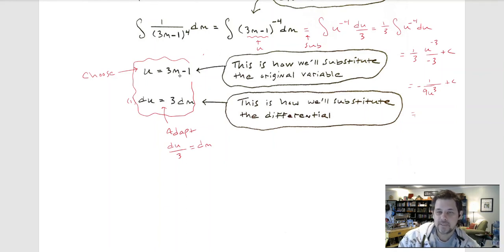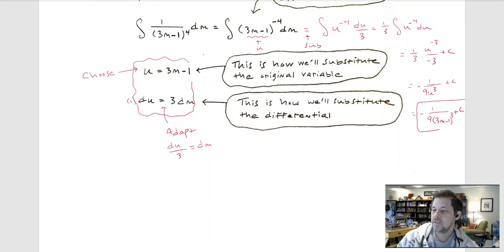Well, I use my substitution. Within this problem, u is the same thing as 3m minus 1. You can substitute one for the other. So I got u right there. I want to put the original variable m back in. u is 3m minus 1. So my final answer is -1 over 9, and I'll get 3m minus 1 to the 3rd power plus c.